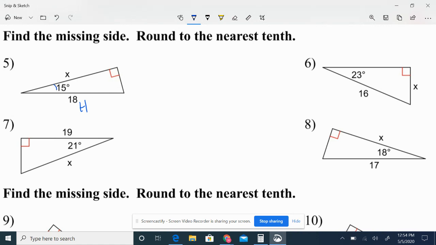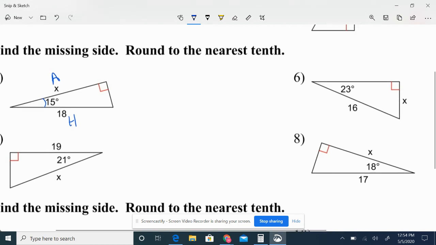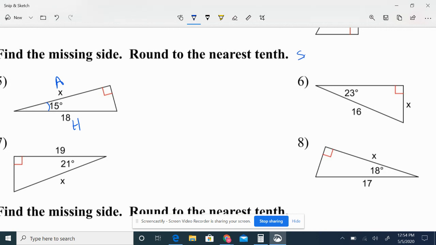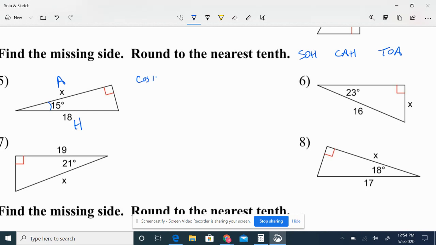Now from 15 degrees, remember the side that is far away is opposite. The one that is close to is adjacent. So that's my adjacent. I gave you guys an acronym, SOH CAH TOA. So I have A and H. That means I'm going to be using cosine. So I have that cosine of 15 degrees is equal to x over 18 because cosine is adjacent over hypotenuse.